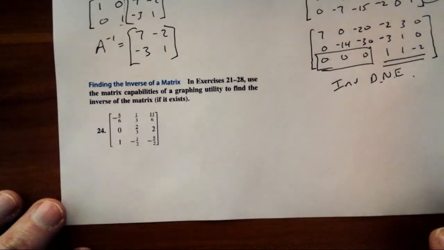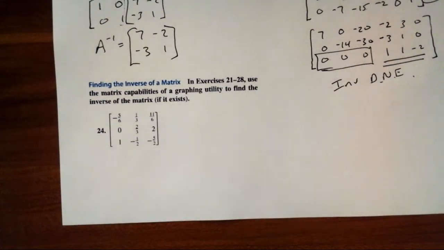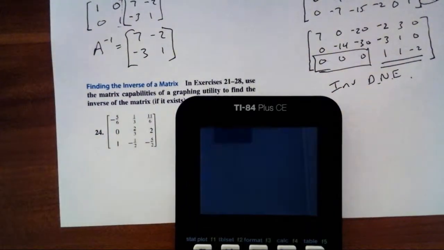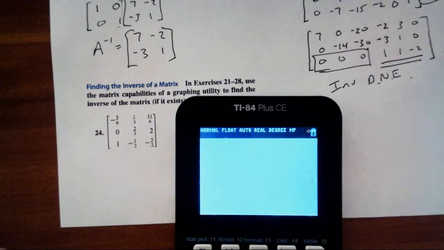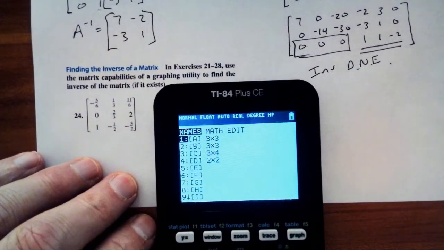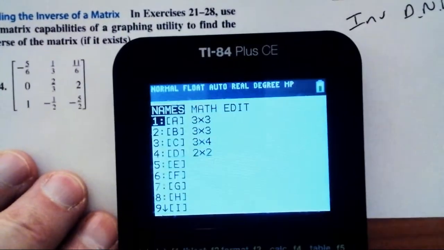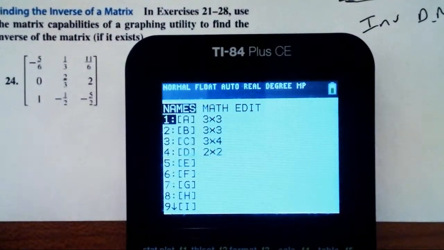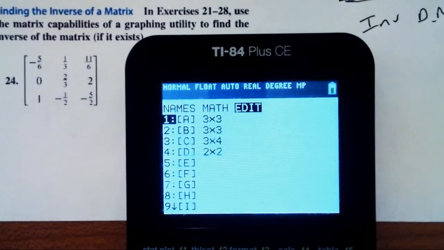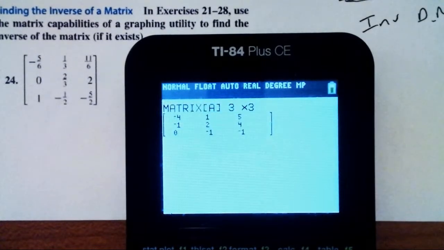Okay, and calculator. Use your calculator to find the inverse if it exists on the second matrix. We'll zoom in a little bit here. We need too much room. And I'm going to edit A. It's 3 by 3 already, so we'll go with that. Second matrix. Edit A. And 3 by 3.